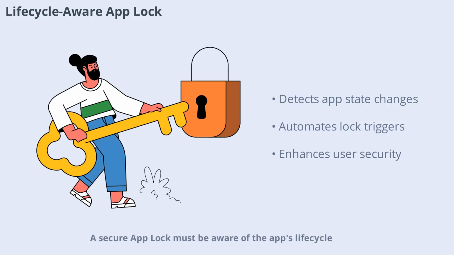A secure app lock must be aware of the app's lifecycle. By detecting when the app moves to the background or returns to the foreground, you can trigger the lock screen at the right moments. This approach ensures that sensitive data is protected even if the user switches apps or leaves their device unattended. Implementing lifecycle observers helps automate this process, making your app both secure and user-friendly.